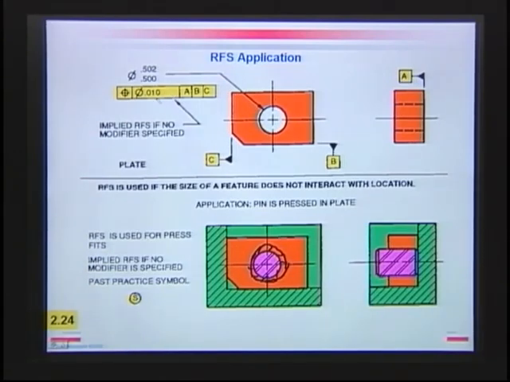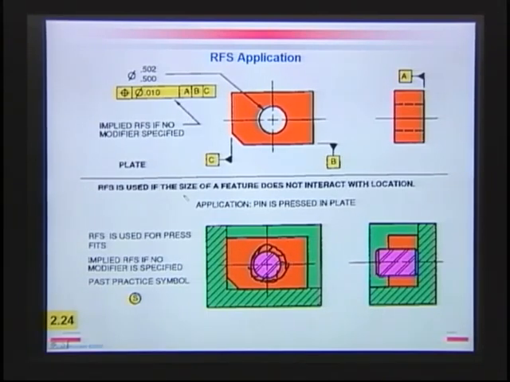And remember, the way you would specify it, if you put no modifier in here, then you're implying that you want regardless of size, right? It's one of those modifiers would be in there. If nothing is stated, then it's implied regardless of size. So if I had this type of application where press, interference fits, or where location was very important, I would use regardless of size. So this would be a regardless of size application.